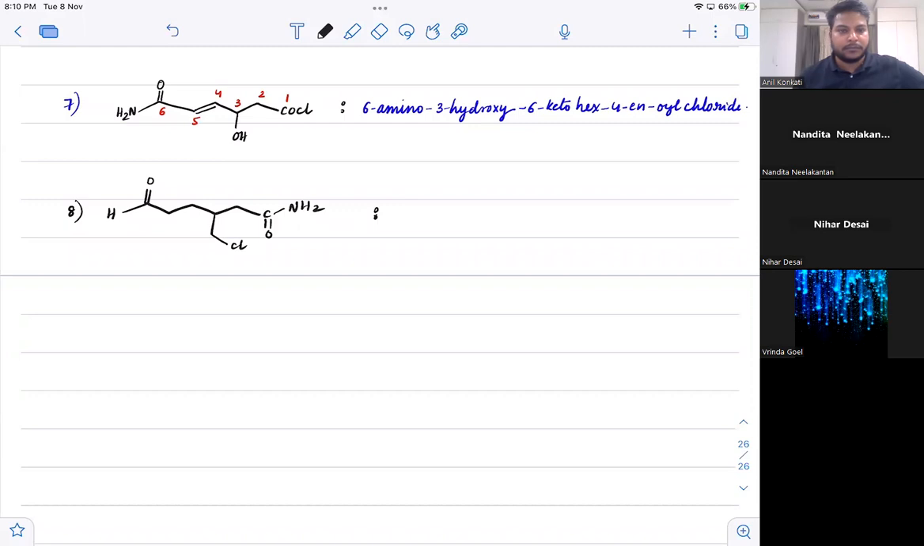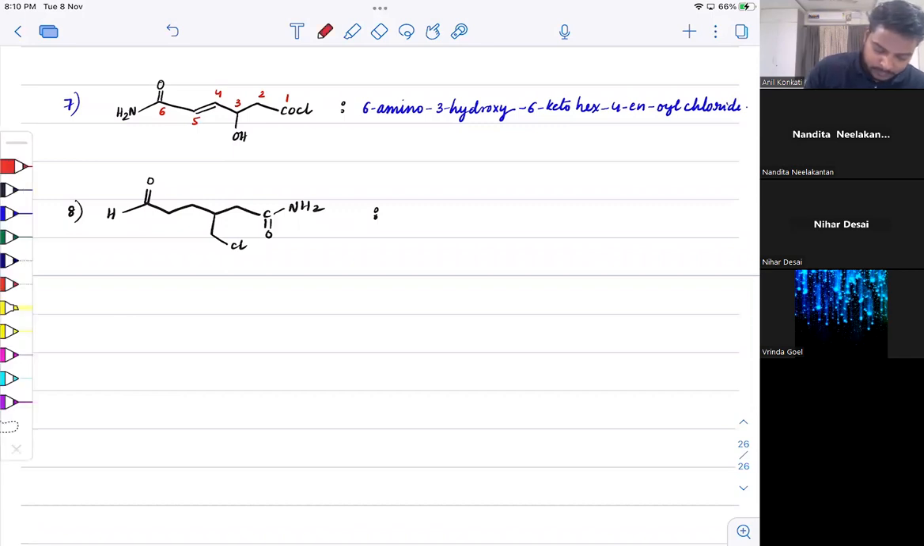Sir, the numbering will start from the left side, right? Yes, beta, the numbering will start from the left side. No, amides have more priority than aldehydes. Right? 1, 2, 3, 4, 5. Now I want you to understand whether I should give that a 6 or not.